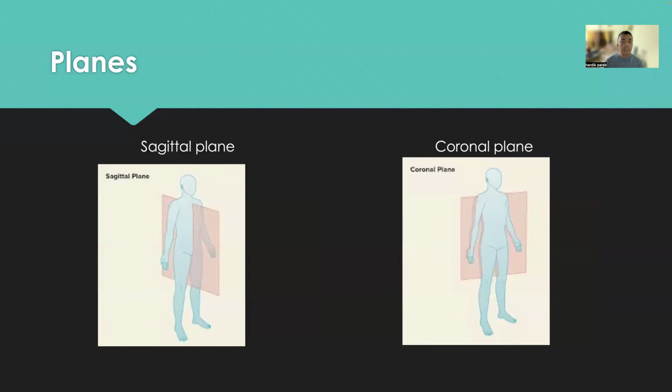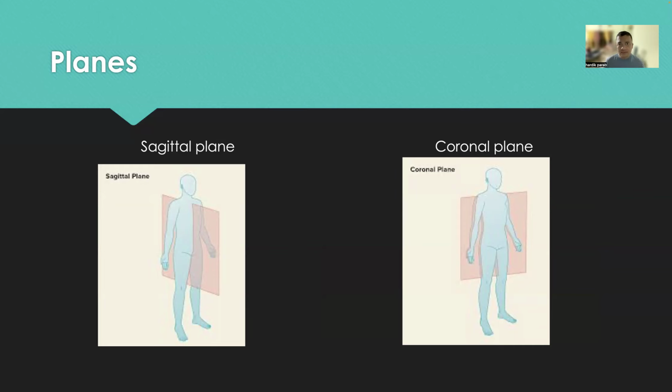After that, the planes. To understand anatomy, you need to know about the planes also. The plane is a surface where the movement is happening, where the body is divided into certain segments. So in that we have different planes.